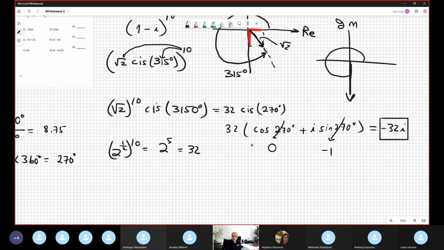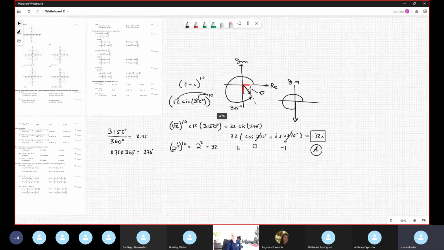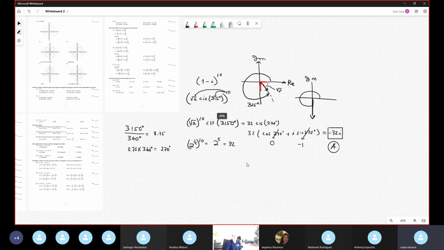So, the option A. Yes, Professor, can you zoom in? Because I can see only the other part. I want to take a picture. Okay. Okay, thank you so much, Professor.